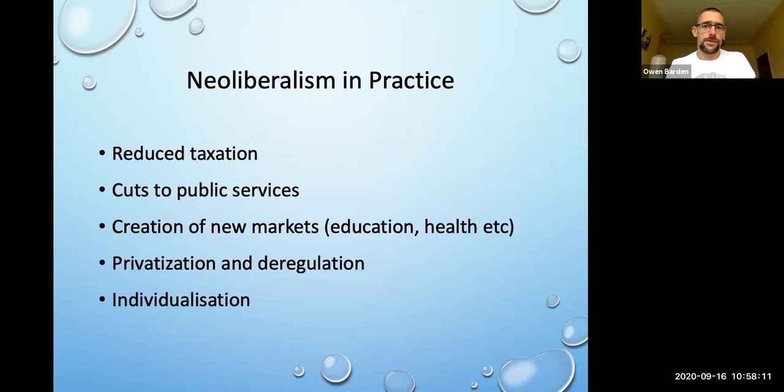One thing that means for us as individuals or as citizens is the promotion of individualization, right? So part of the ideology of neoliberalism is that we are independent, that we stand on our own two feet, that we are responsible for our own economic and personal and social well-being, rather than, for instance, being seen as part of communities or collectives.